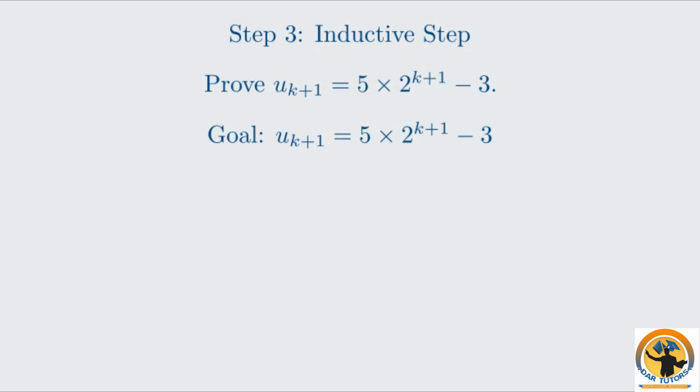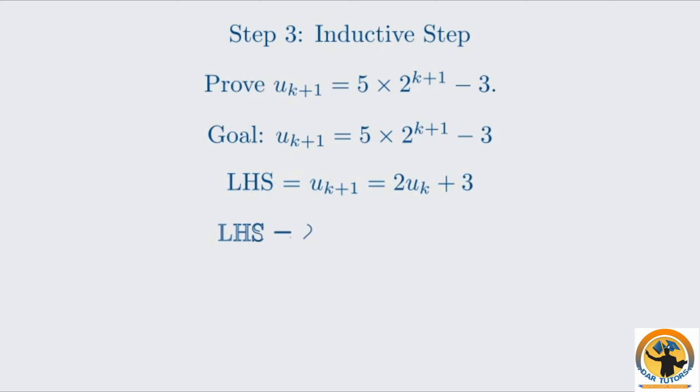We must prove that if the formula is true for n equals k, it is also true for n equals k plus 1. Our goal is to show that u sub k plus 1 equals 5 times 2 to the power of k plus 1, minus 3. We start with the recurrence relation for u sub k plus 1, which is 2 times u sub k plus 3. Now, we use our inductive hypothesis.